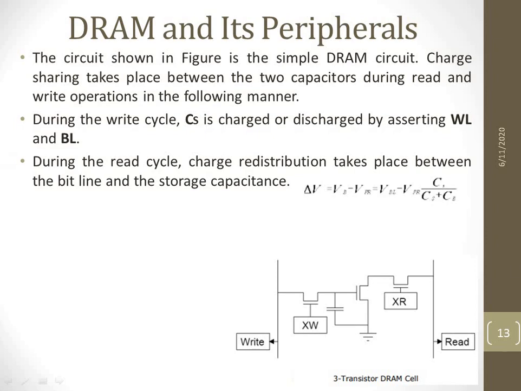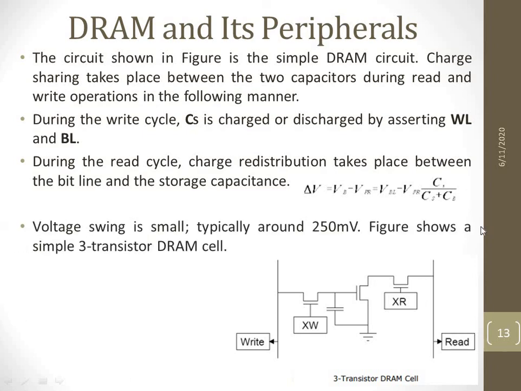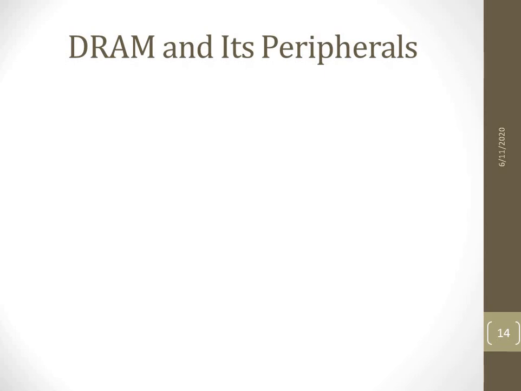During the read cycle, the charge redistribution happens: the charge which is already stored will be distributed onto the bit lines as well as word lines. The change in the voltage is given as VB minus VBR, which is C upon CS plus CV. The voltage swing is small, typically around 250 millivolts. So in the next figure we will show you.